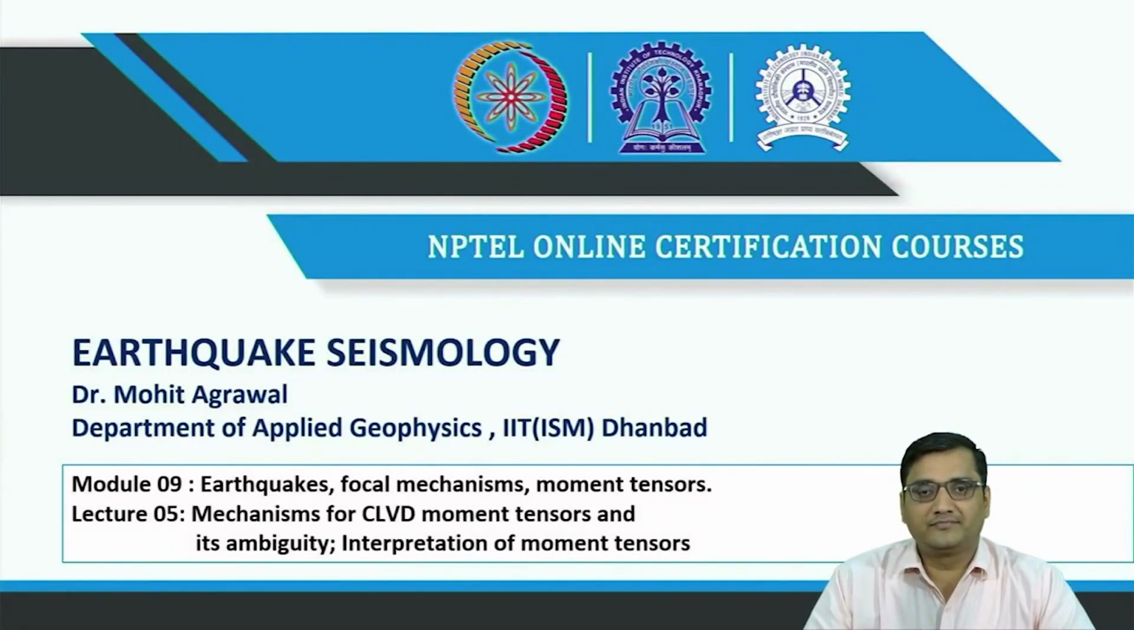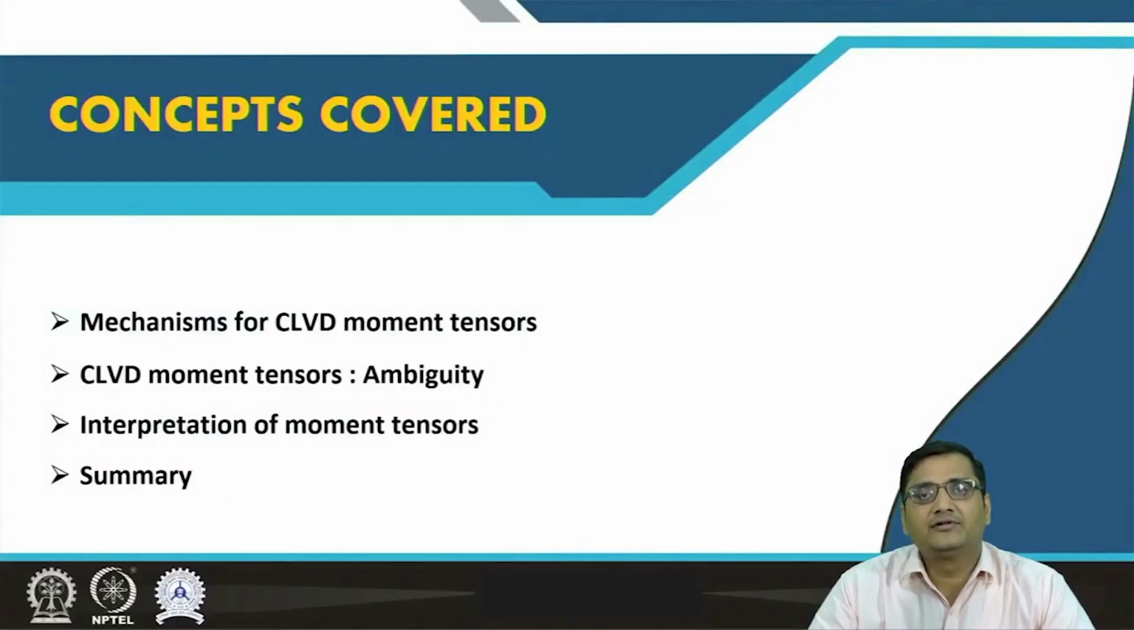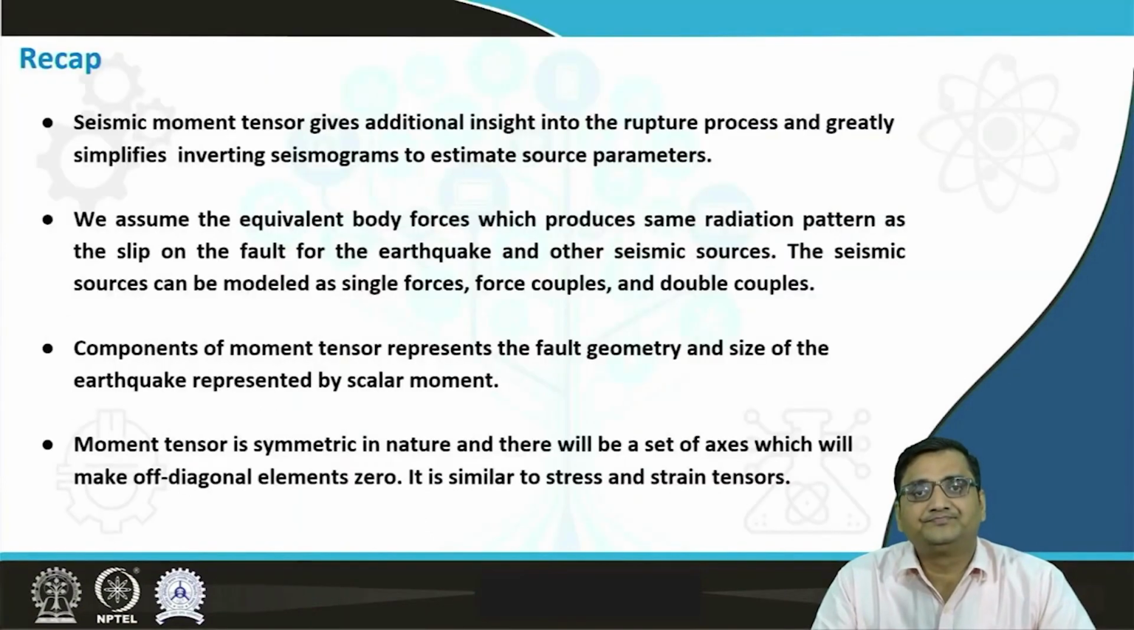Hello everyone, this is the final lecture of module 9. In the previous lecture we have been discussing isotropic moment tensor and CLVD moment tensor. In today's lecture we are going to cover the mechanisms for the CLVD moment tensors and its ambiguity, and then we will have the interpretation of the moment tensor. And finally, we will see the summary of today's lecture.